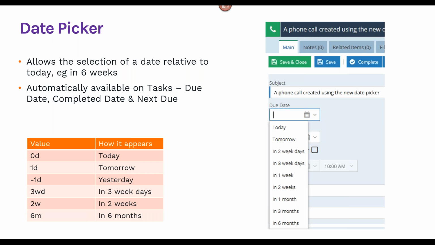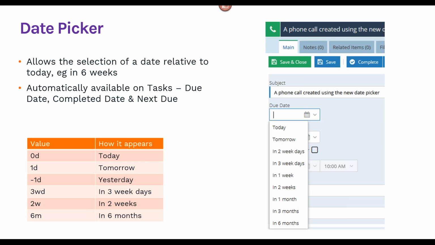But what you can do is customize the dates. Do you give a selection, as shown in the screenshot there, of today, tomorrow, 2 weekdays, 3 weekdays, or do you want to just do 1 week, 2 weeks, or 1 month, 2 months? It depends on where the date field appears. So that's the only place where we've configured it, on a task.